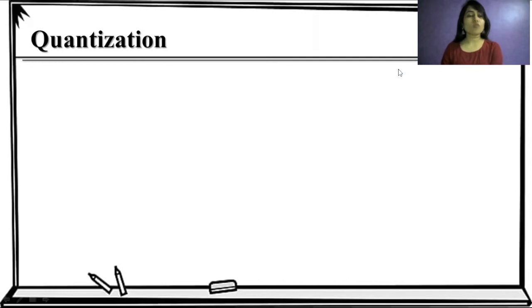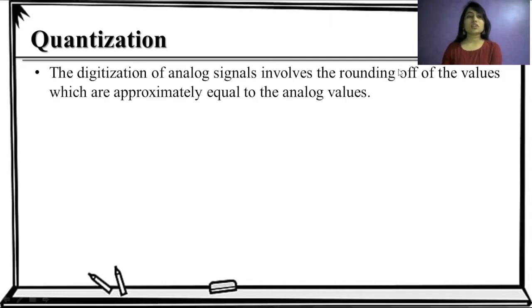Then we have a quantization process. The digitization of an analog signal involves the rounding of the values to approximately equal the analog values. As in the previous sampling process, we take a sample at a particular instant of time. Now we have a sampled value at an approximate voltage level. So in quantization we round off this value to a particular integer value for conversion into digital information.